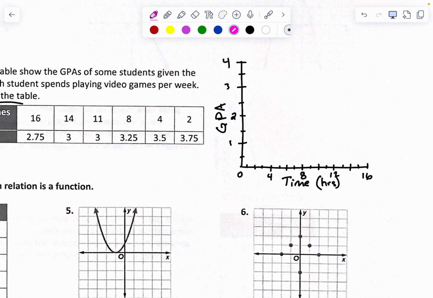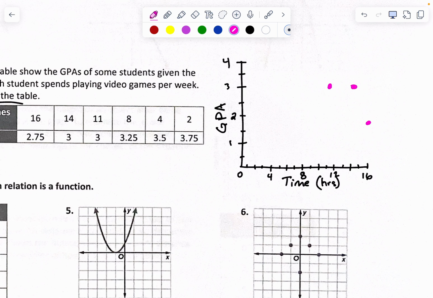Graphing 16 was at 2.75, so about there. This is hard for me to see because I don't have a straight edge. If I were you and you wanted to make it exact, I would take another piece of paper and use it as a straight edge. You think I should? Yeah. Okay, I will try. 14 is at 3. Exactly. So 14 right here is at 3. 11, though, is also at 3. So we have 2 that are right there.